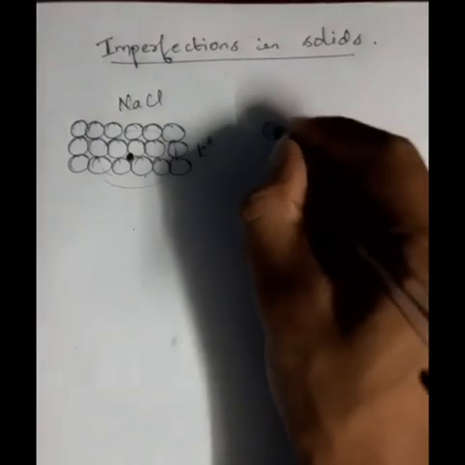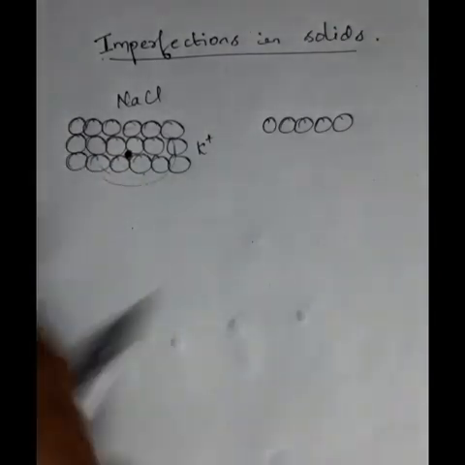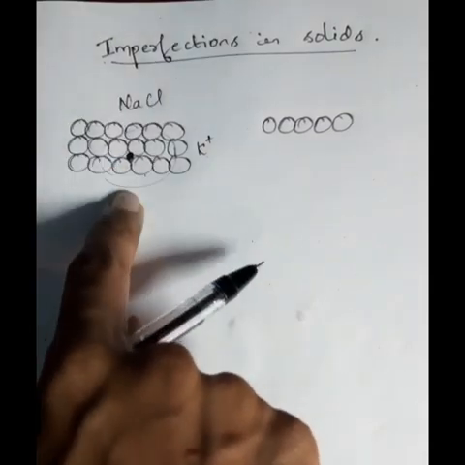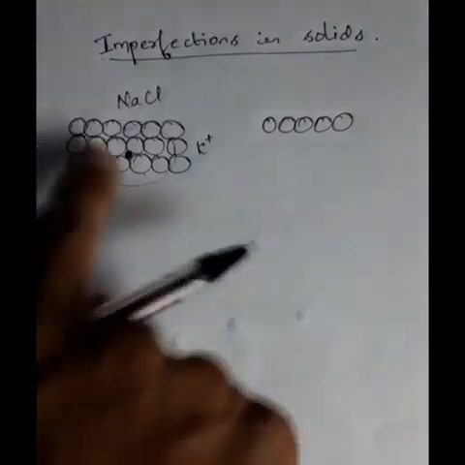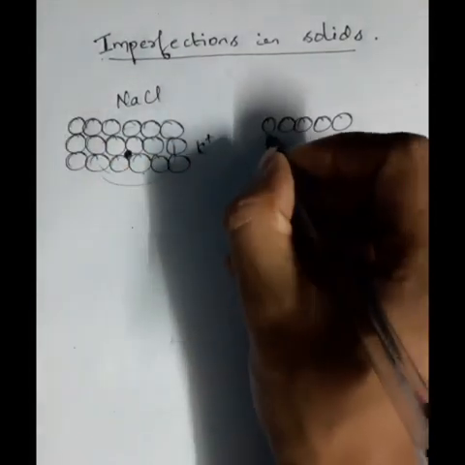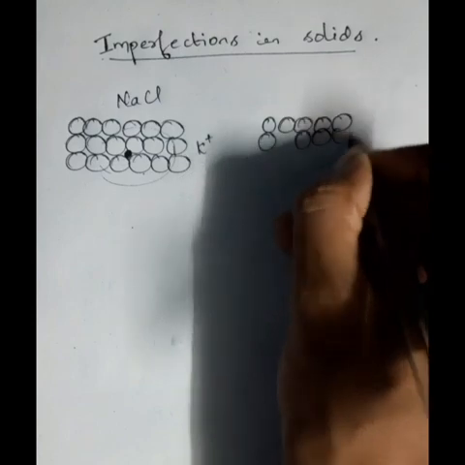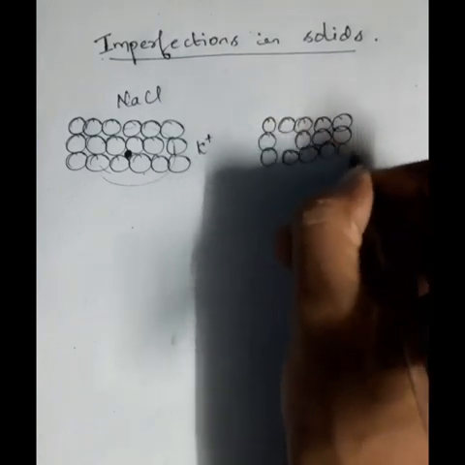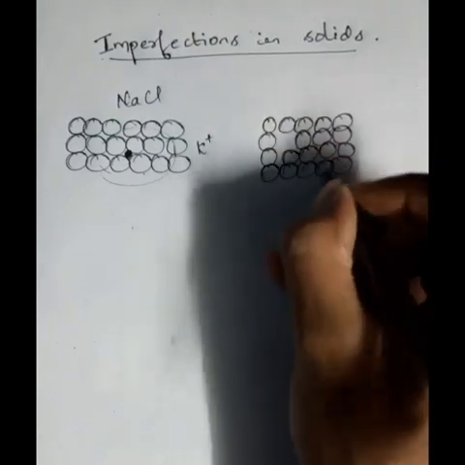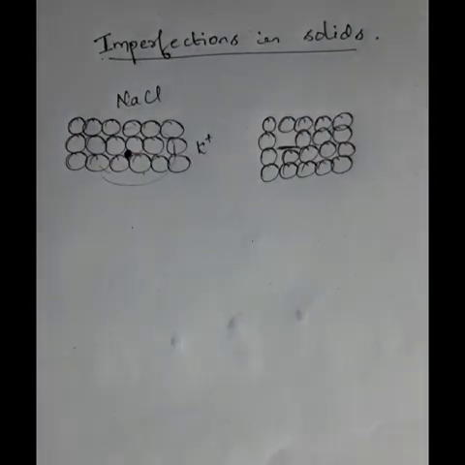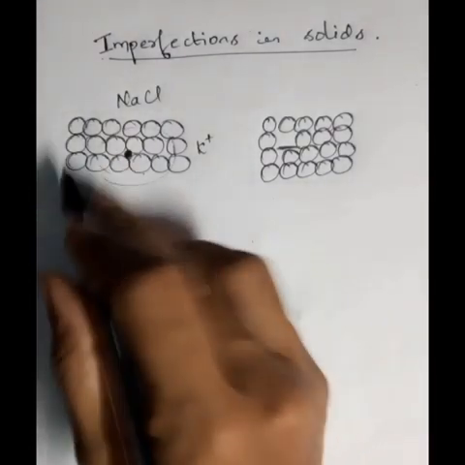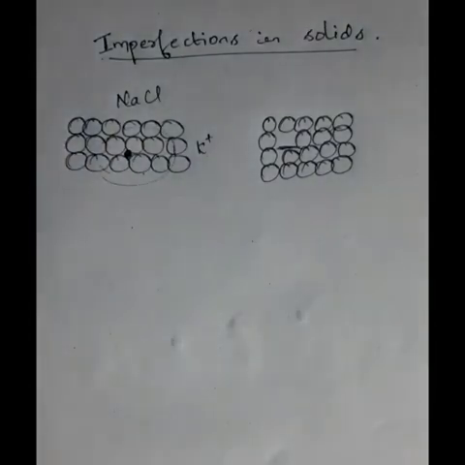Another type of defect. In this defect, you have an extra atom, an extra constituent particle. So this is an error. This is a mistake in this particular crystal. So this is a defect. Another type of defect: in this one, you can have some deficiency. See, there is a vacant site here. So this is another kind of defect. These are certain mistakes in the crystals, and these are nothing but defects.